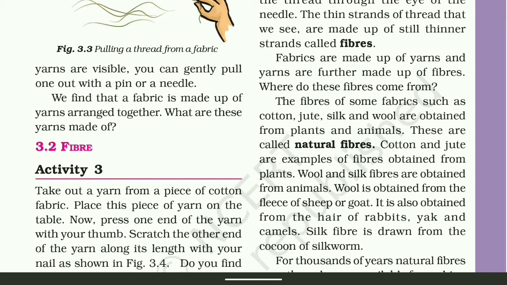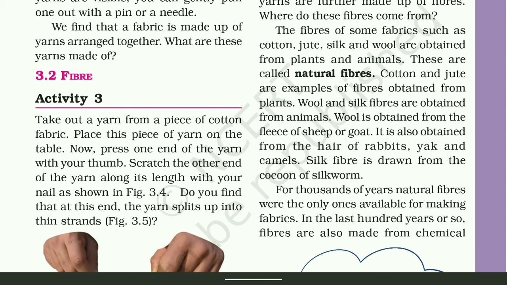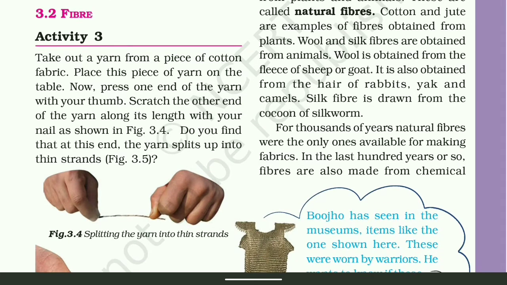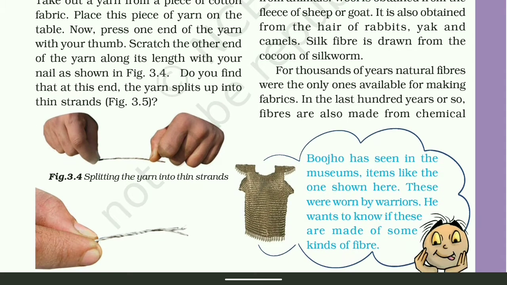Where do these fibers come from? The fibers of some fabrics such as cotton, jute, silk, and wool are obtained from plants and animals. These are called natural fibers. Cotton and jute are examples of fibers obtained from plants. Wool and silk fibers are obtained from animals. Wool is obtained from the fleece of a sheep or goat. It is also obtained from the hair of rabbits, yak and camels. Silk fiber is drawn from the cocoon of a silkworm.